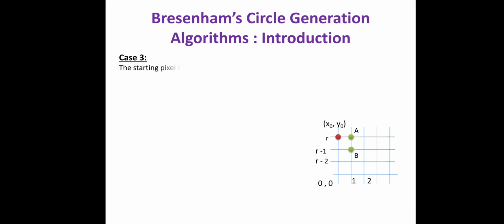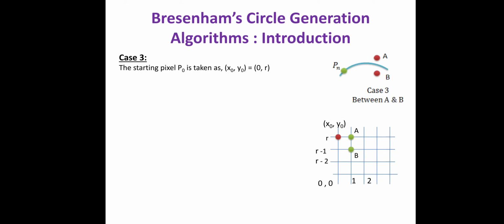See carefully. For the starting point, P0, its value is x0 and y0. x is 0, but what is the value of y? It is nothing but the radius of the circle. This is the center of the circle, this is the radius, and from this point you are drawing the circle. So in this case I am considering x, y as 0 comma r, which means your x coordinate is 0, but the y coordinate is r, that is, the radius.